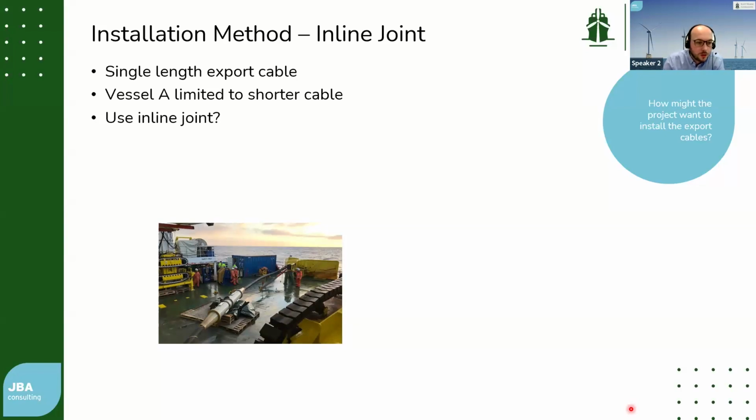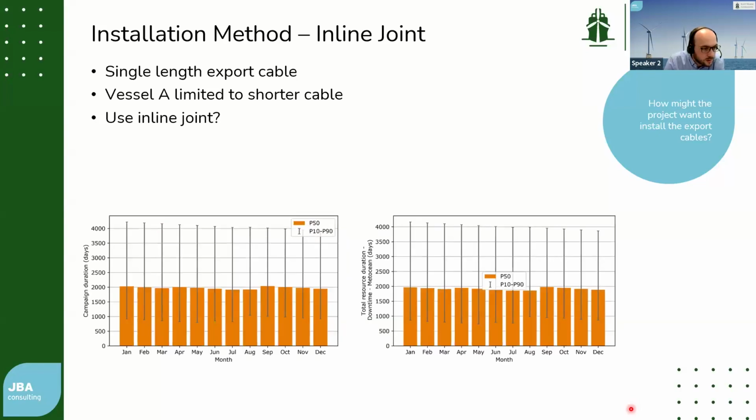And I suppose the key consideration here is that when you're doing your inline joint, you need to have the weather limits to be able to do your joint and then continue and finish your operation. So how does that look in this exposed location at the West of Clare wind farm? Well, the results were not desperately positive. We can see that our campaign duration ended up being 2,000 days, which is just unrealistic.